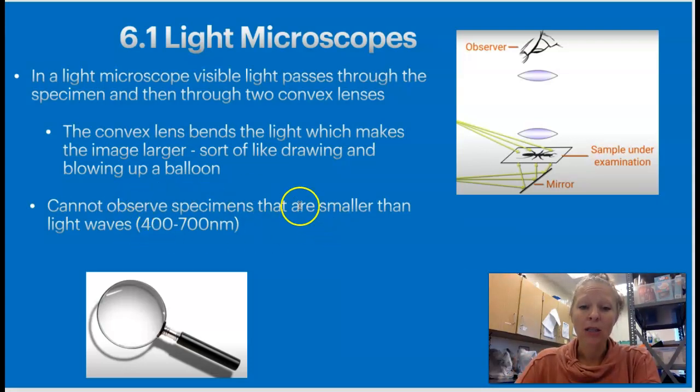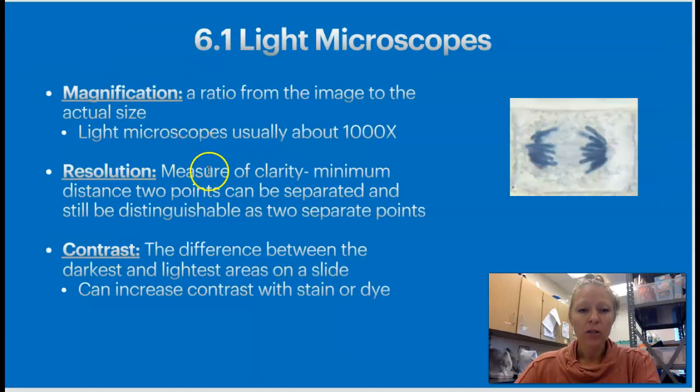But there are limits to this tool, that it can only show specimens that are larger than a light wave. So if you get smaller than 400 to 700 nanometers, the light isn't going to be able to bounce off and go into your eyes the way that it would if it was larger. So the limiting factor of a light microscope is the size of the light waves. And so we talked about magnification. That compound light microscope usually has a magnification of about 1,000 times.